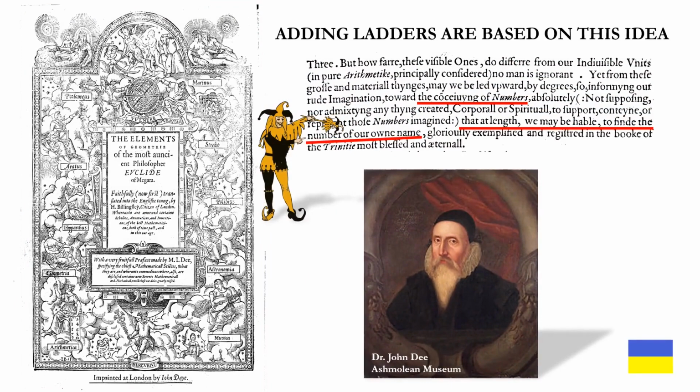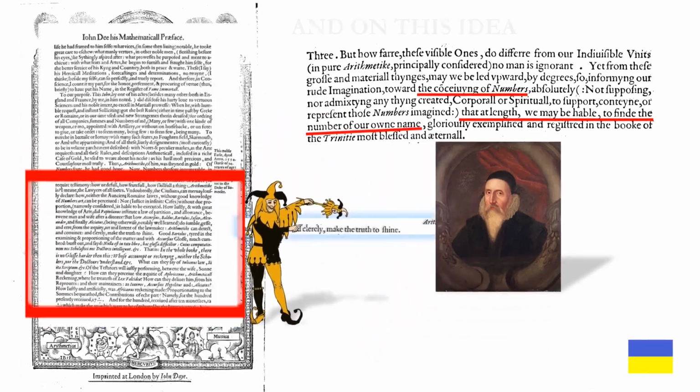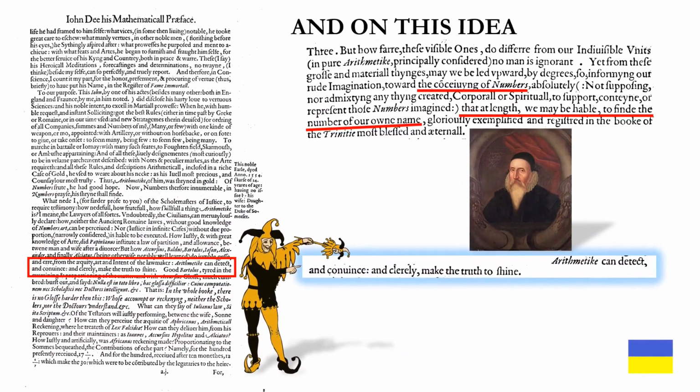Adding ladders are based on this idea from John Dee's Mathematical Preface to Euclid. "May we be led upward by degrees, so informing our rude imagination towards the conceiving of numbers, absolutely, that at length we may be able to find the number of our own name, gloriously exemplified and registered in the book of the Trinity, most blessed and eternal." And on this idea, also from the Mathematical Preface: arithmetic can detect and convince and clearly make the truth to shine.